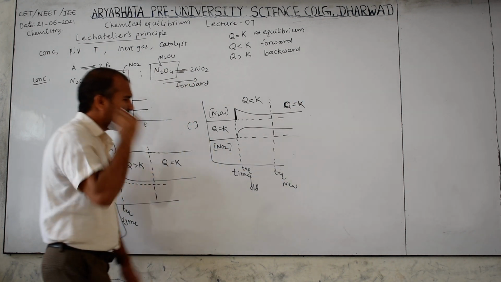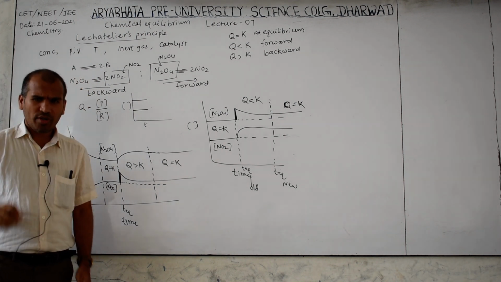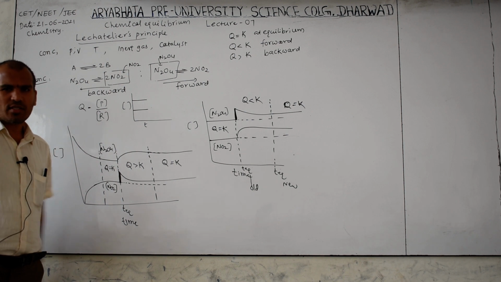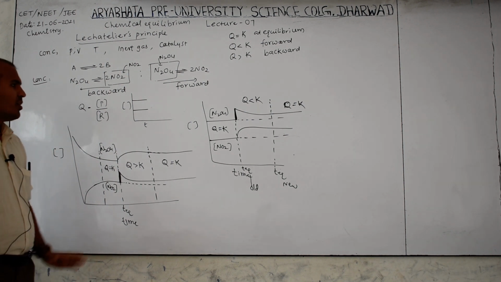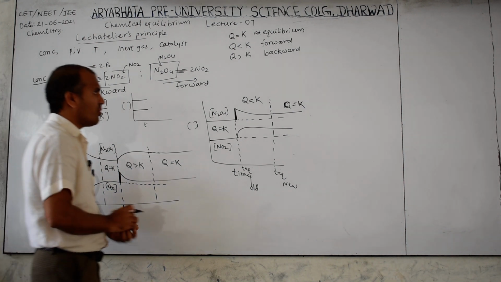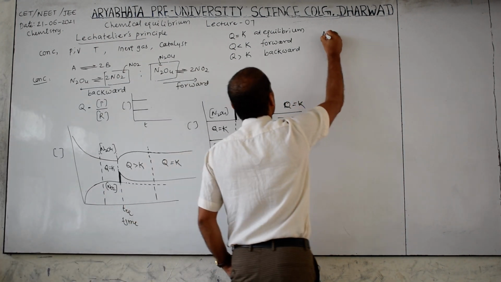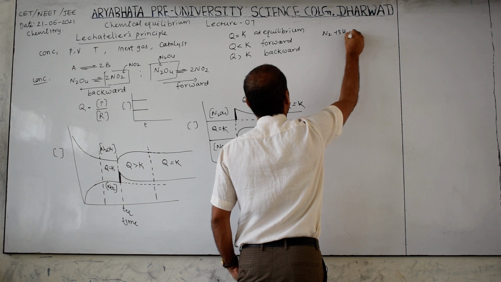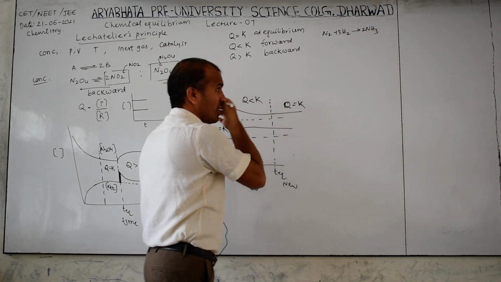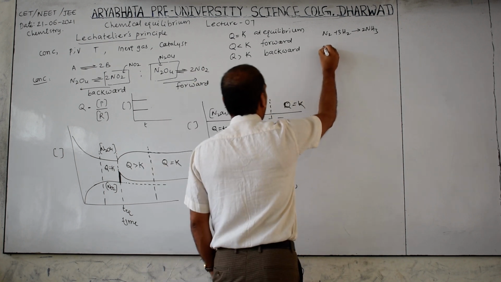So like this graph they may ask in competitive exams, very important. It is very easy to answer, these are not that difficult. So practice one or two times, then you will understand. One example I will give with respect to N2 plus 3H2 gives rise to 2NH3. For this also they may ask the graph.